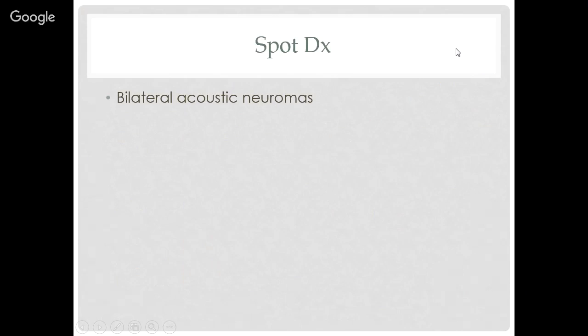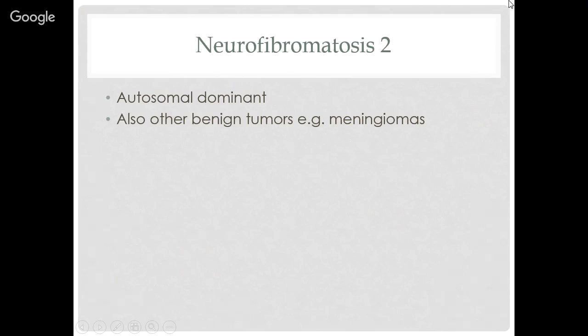Bilateral acoustic neuromas. All right, this is not even fun. Neurofibromatosis type 2, autosomal dominant. It's also associated with other tumors, so it's recurrent benign neurological tumors, but the classic thing is, as the name suggests, there are 2 of them: bilateral acoustic neuromas or schwannomas, whatever you want to call them.